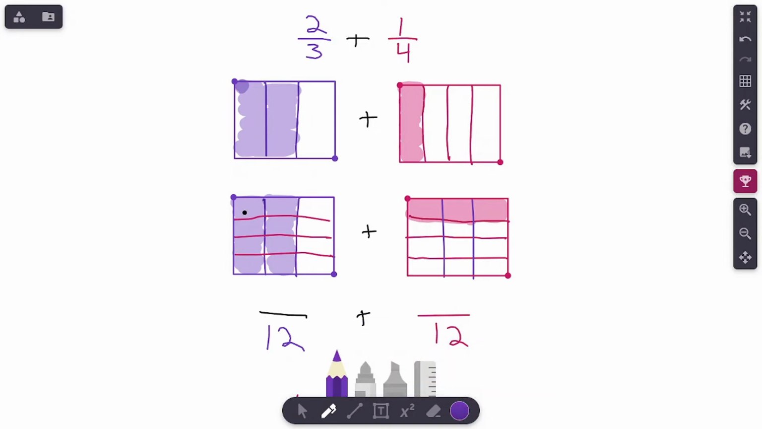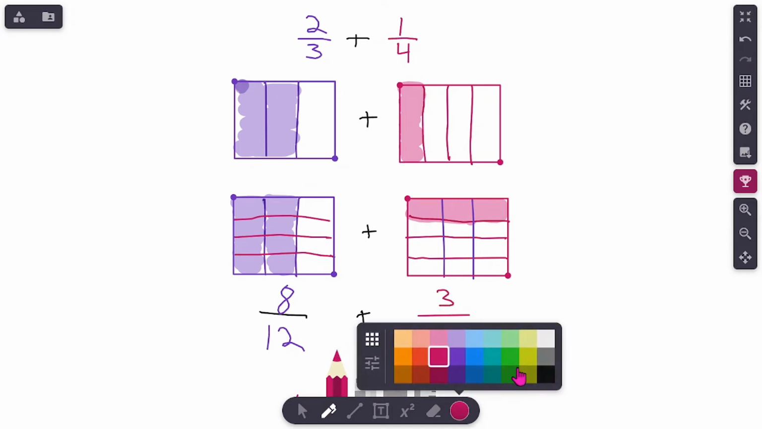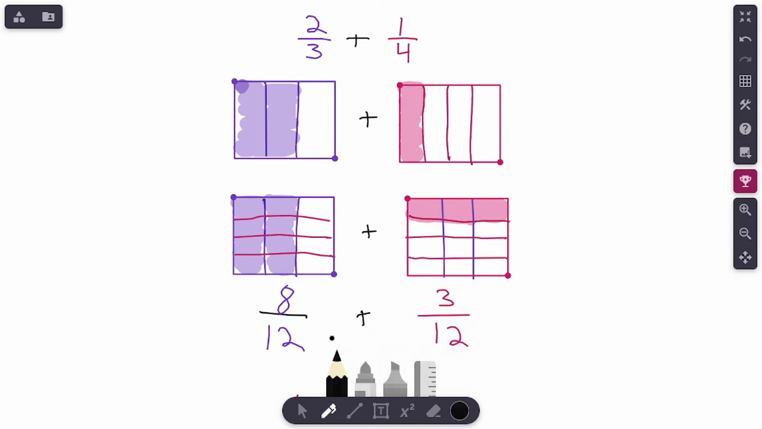How many are shaded in purple? 1, 2, 3, 4, 5, 6, 7, 8. How many are shaded in pink? 1, 2, 3, and there we go. All right, couple things I want to point out. 8/12. This is equal to 2/3.